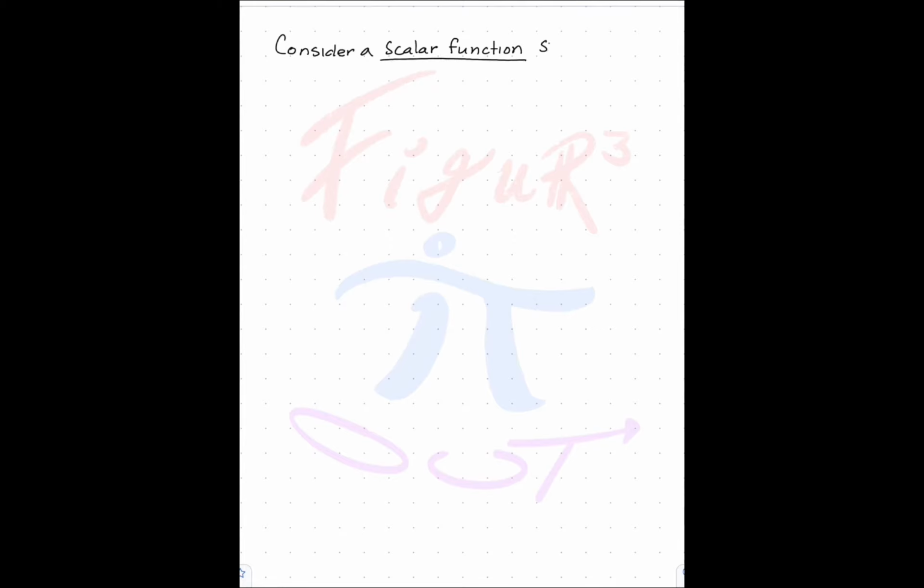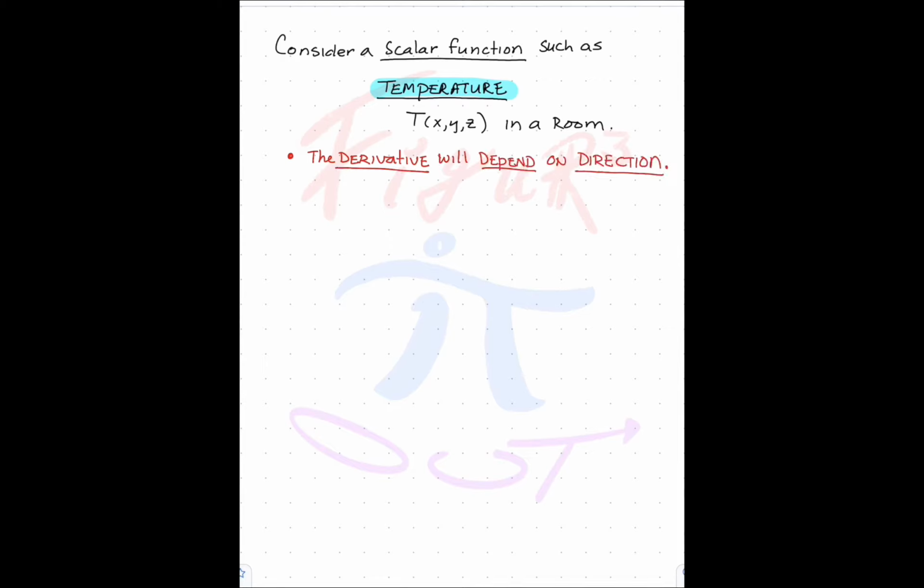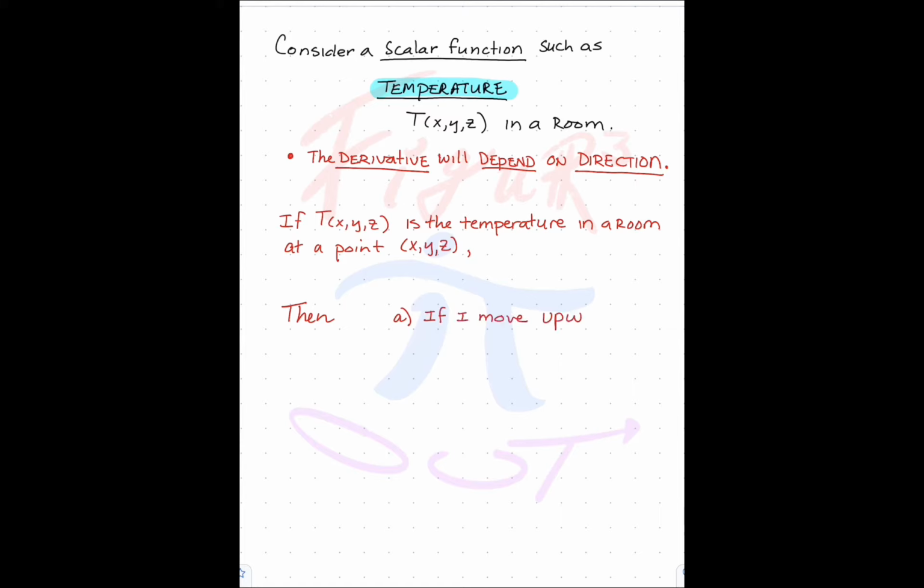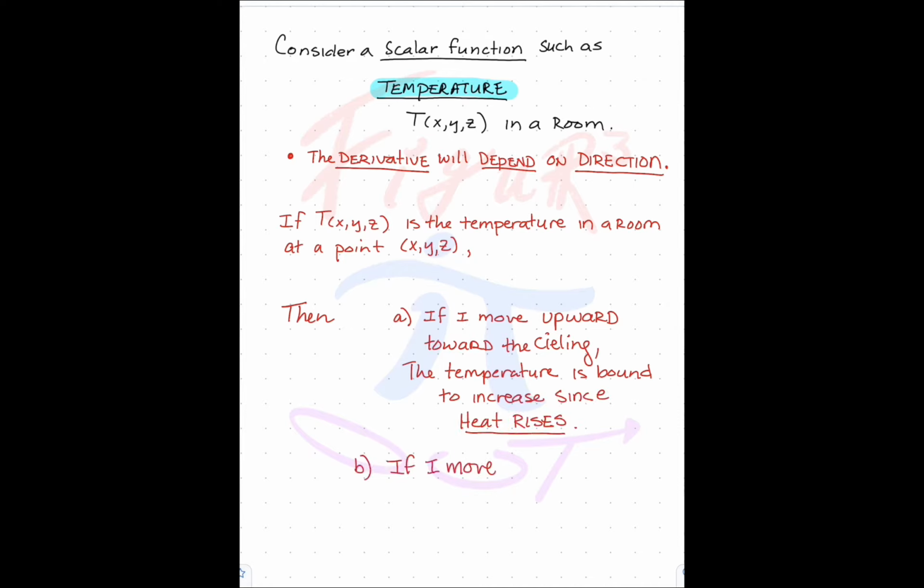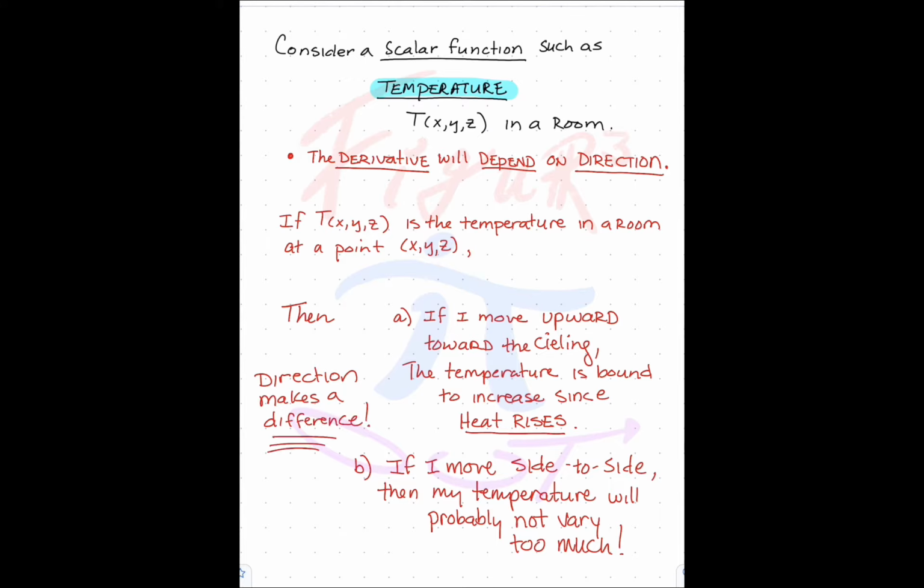Now, derivatives in three dimensions. Let's talk about something like temperature, a scalar function. At any point in a room, you could measure the temperature in that space. And now the derivative will depend on the direction you move. In other words, the temperature will change depending on your direction. Let's say in a room, if you move upward towards the ceiling, you'll notice an increase in temperature because heat rises. But if I just walk from side to side in the room, not much temperature variation will be noticed.